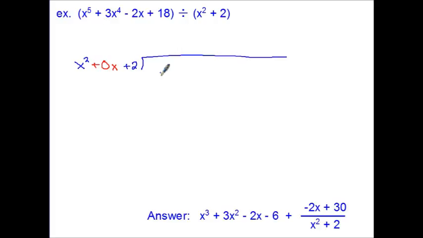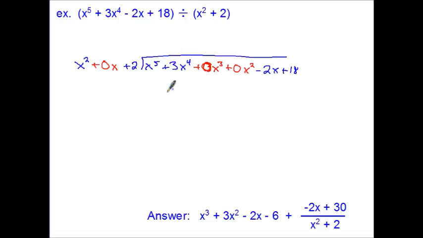And then again, I'll write what I've got, x to the 5th plus 3x to the 4th. Oh, wait a minute, I don't have, oops, that should be a 0. I have 0x to the 3rd, but I also don't have an x squared, so just to keep things lined up, I'd throw an x squared in there too, until I catch up to the actual powers of x sequentially. So now minus 2x and plus 18.